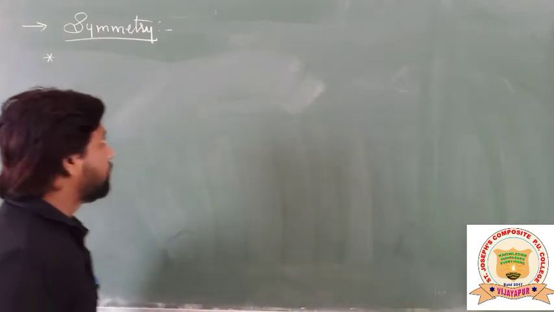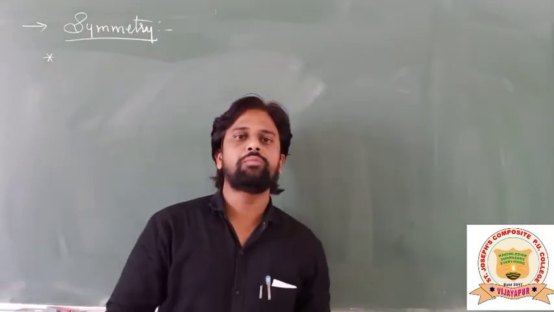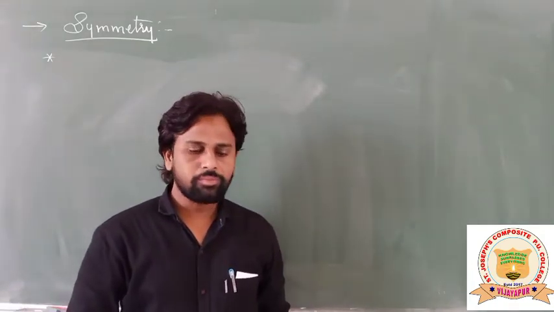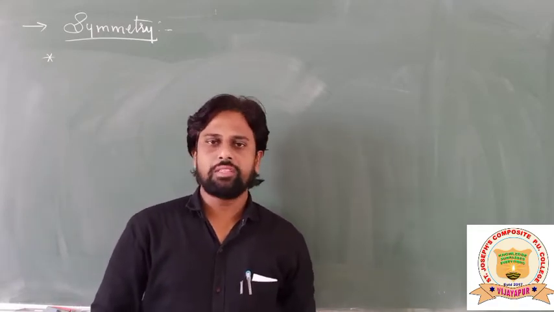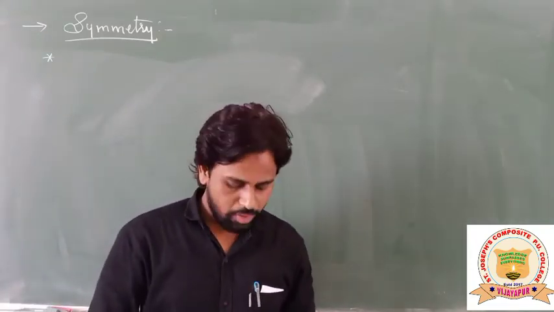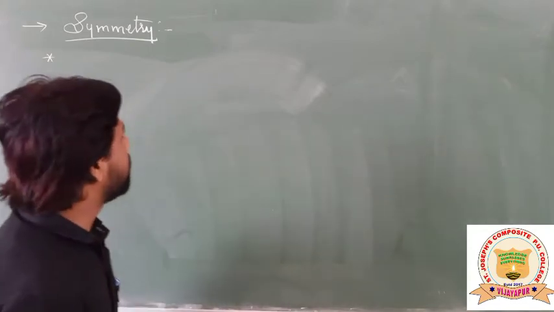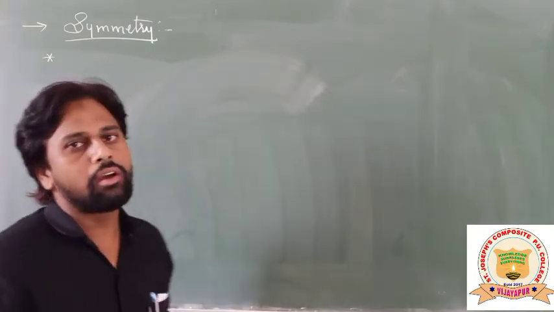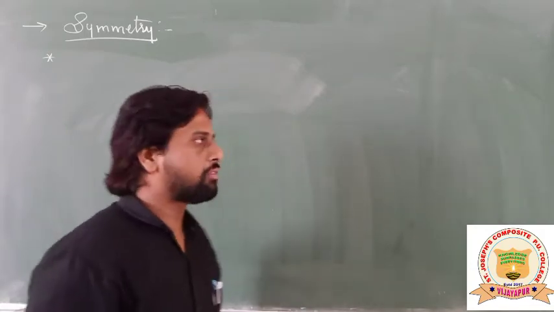So students, here today I am going to discuss about symmetry. In the previous part we have completed the levels of organization, the basis of classification of the animal kingdom. So today we will discuss symmetry. What exactly is the meaning of symmetry? Students, let me explain. First I will write the definition. I will give you clear information about symmetry by giving some examples.